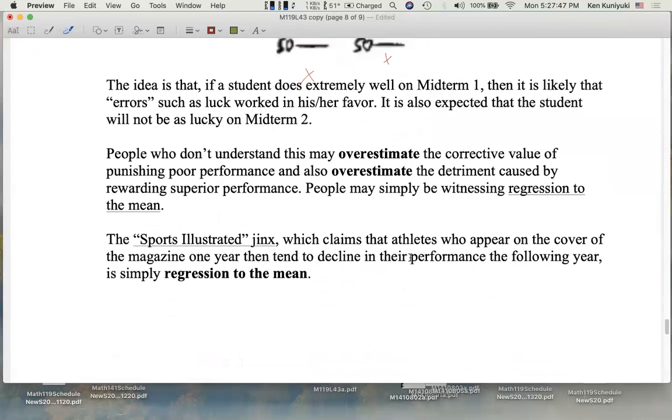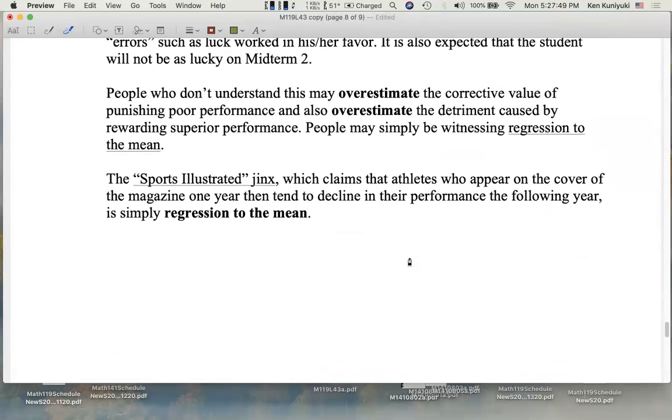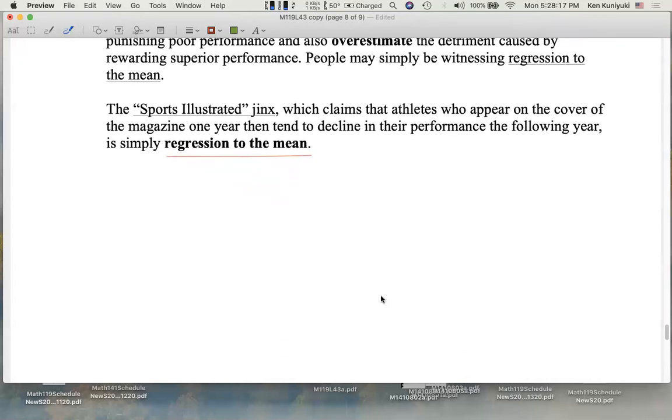The Sports Illustrated Jinx is a famous example of this. The Jinx claimed that athletes who appear on the cover of the magazine one year then tend to decline in their performance the following year. Well, when does an athlete appear on the cover of Sports Illustrated? Well, typically when the athlete has a great year, right? Which means that the athlete was probably lucky that year, which also means that the lucky probably won't be as lucky next year. That's the idea. This might be related to the Oscar jinx.